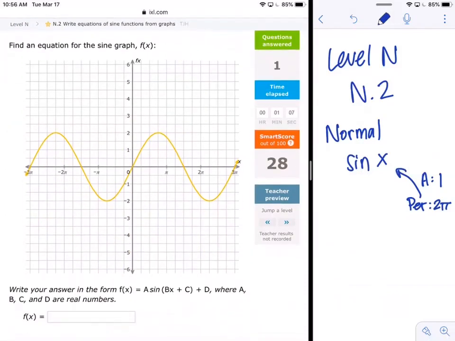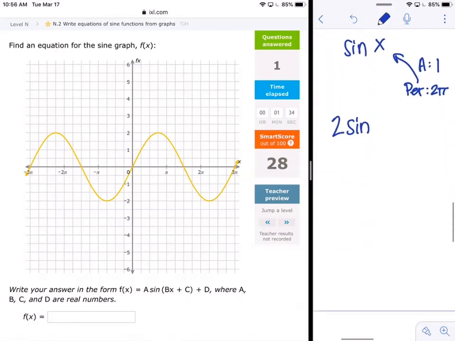So this is the next one here. I see that the amplitude is now 2, right? It still starts at 0, 0, but the amplitude is 2. So I'm going to put a 2 on the outside of my sine, set in the upward direction, so now it's positive 2. I know it's going to be a sine curve, and I see that the period has been shifted out, and now it does 1 cycle in 3 pi.